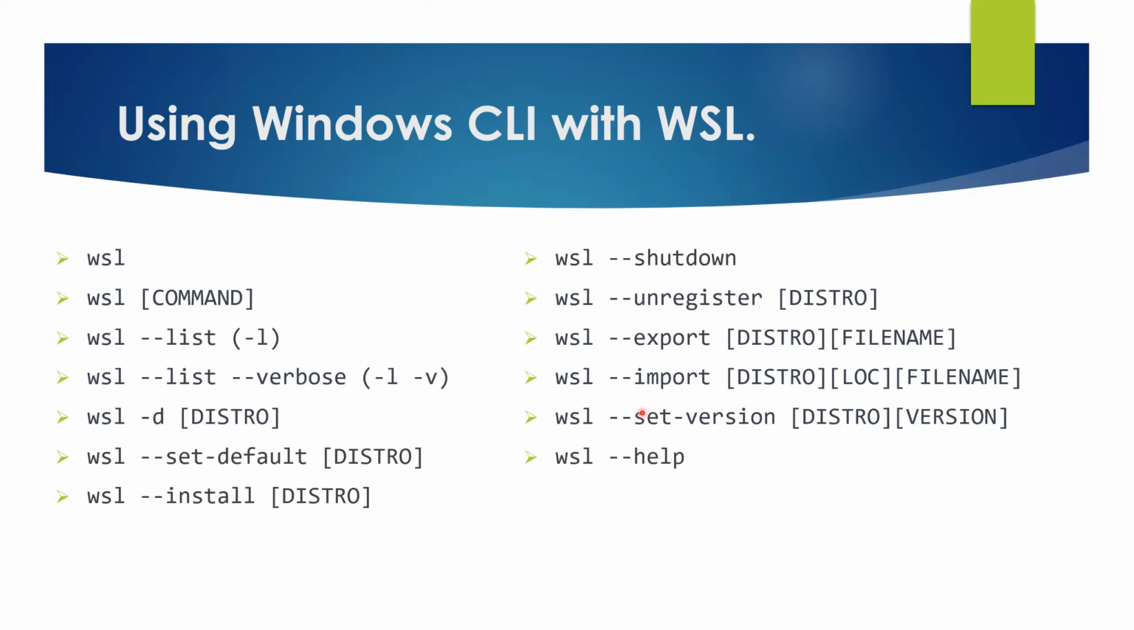Set version, if you've got a previous version that you've used, you may want to change it from version 1 to version 2. You use the set version command, or if you've previously installed WSL 1 on your computer, you can upgrade it with WSL --set-version default, and of course the --help.